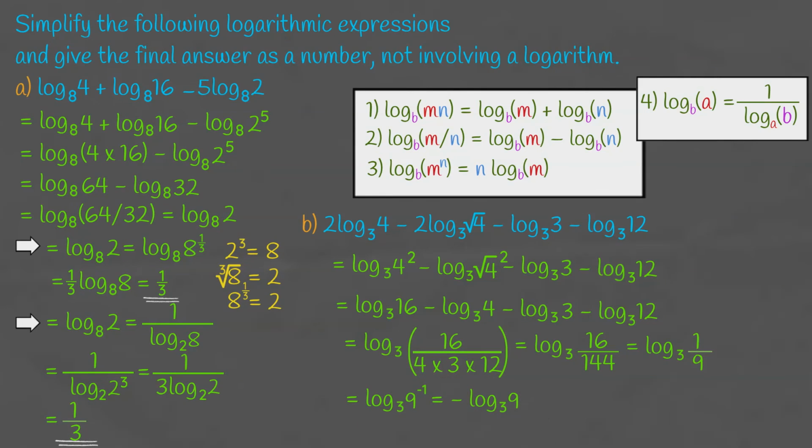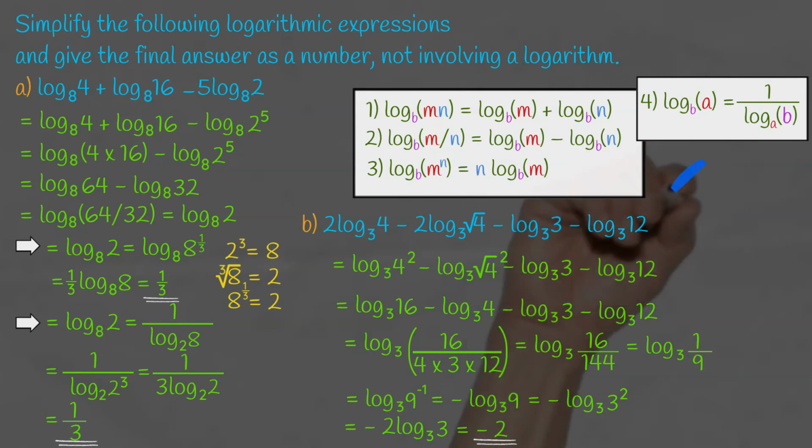And as we're in base 3, we now want to try and express 9 as 3 to the power of something. Well, 3 squared is 9, so that becomes minus log to base 3 of 3 squared. Then we can use rule 3 again to move the 2 in front of the log, and we get minus 2 log to base 3 of 3. And as log to base 3 of 3 is 1, it is effectively cancelled out, so the answer is minus 2. So that's it for this video.